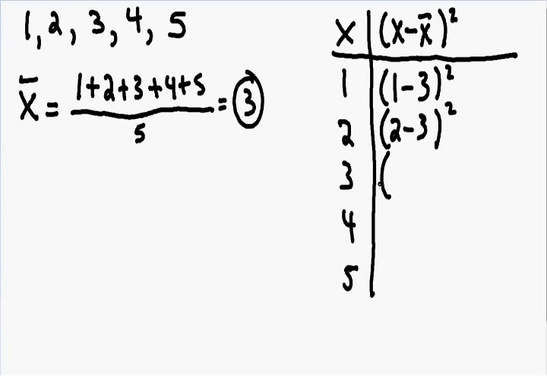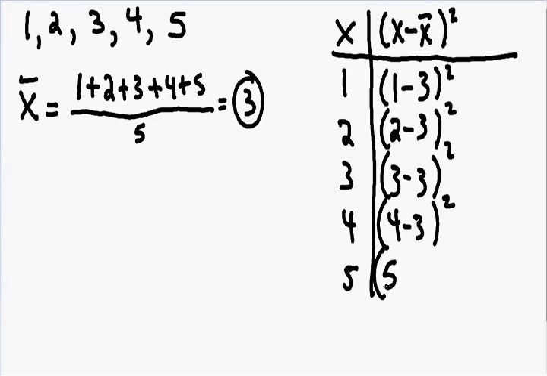In our third row, we have an x value of 3, subtracted by our average of 3. And then we need to square it. In our fourth row, we have an x value of 4. We have to subtract it from our average 3. Then we need to square it. And then in our fifth row, we have an x value of 5.